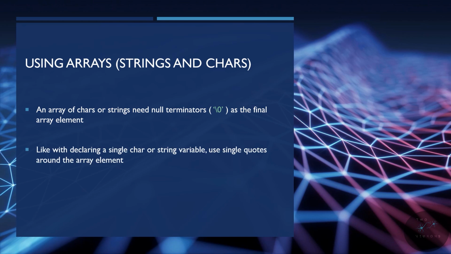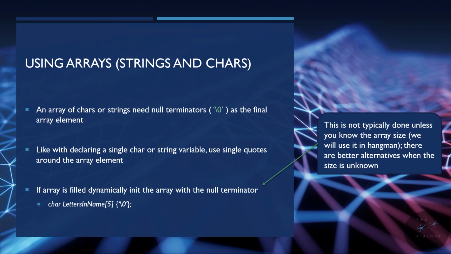Like when you are declaring a single character or a string variable, you need to use single quotes around each of the array elements. The commas will go outside of the quotes. And if an array is dynamically filled, then you should initialize it only with null terminators. I would strongly recommend against doing this for characters, at the very least, because you don't know the array size. We will do this in Hangman, but that's because we know the array size we're using.